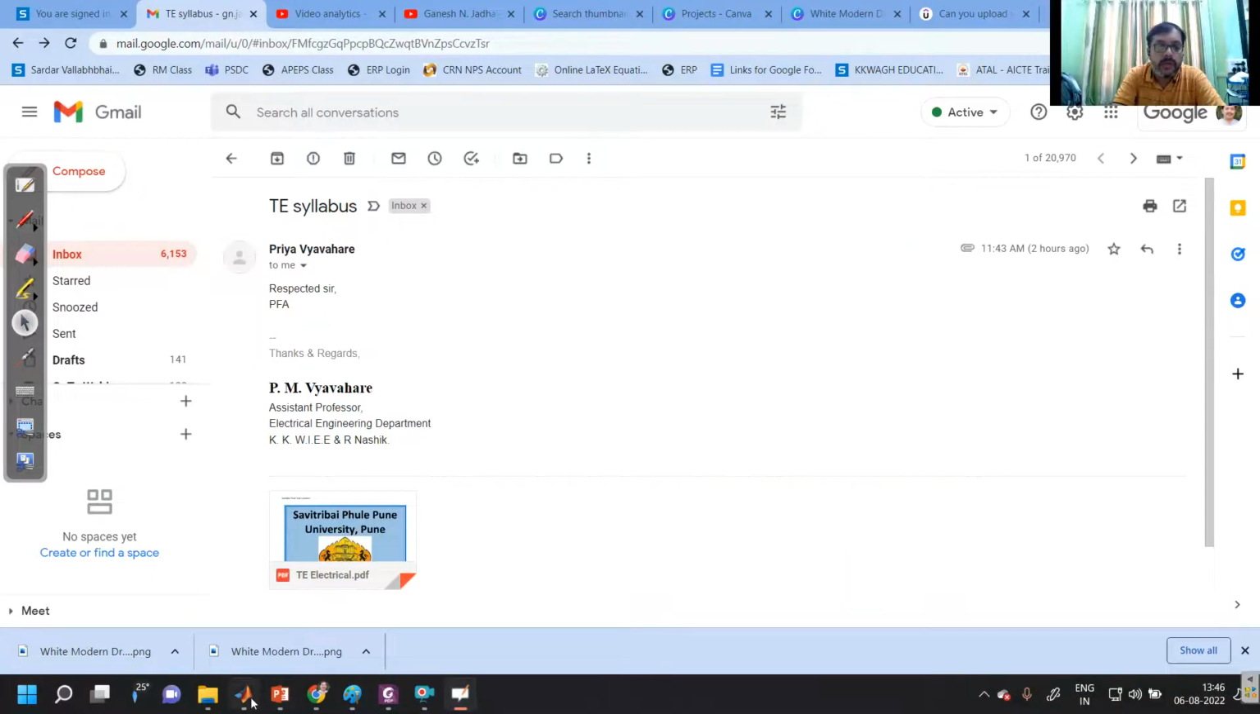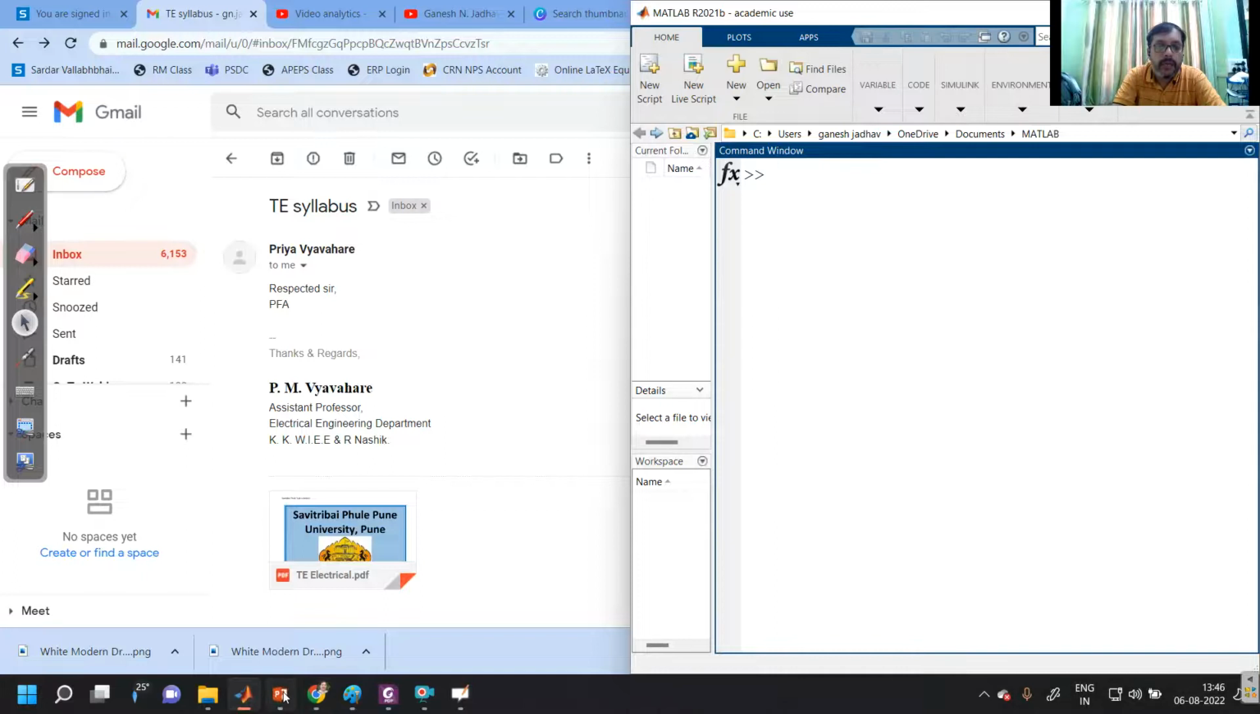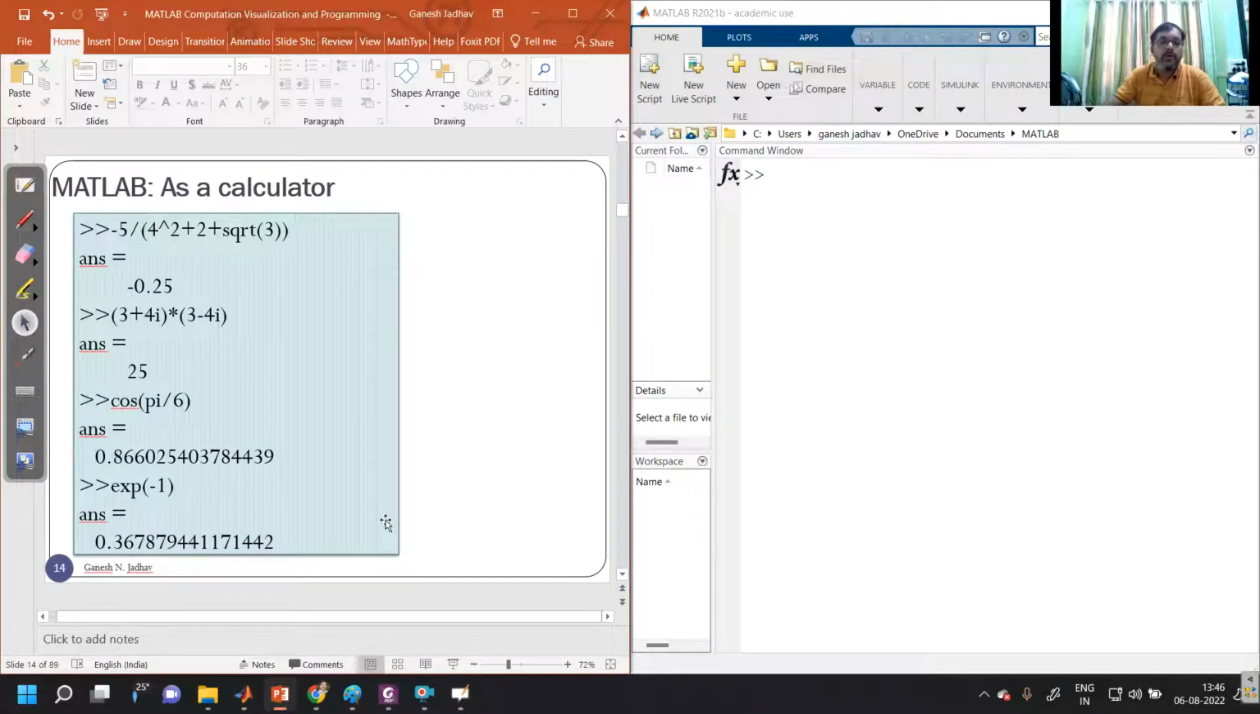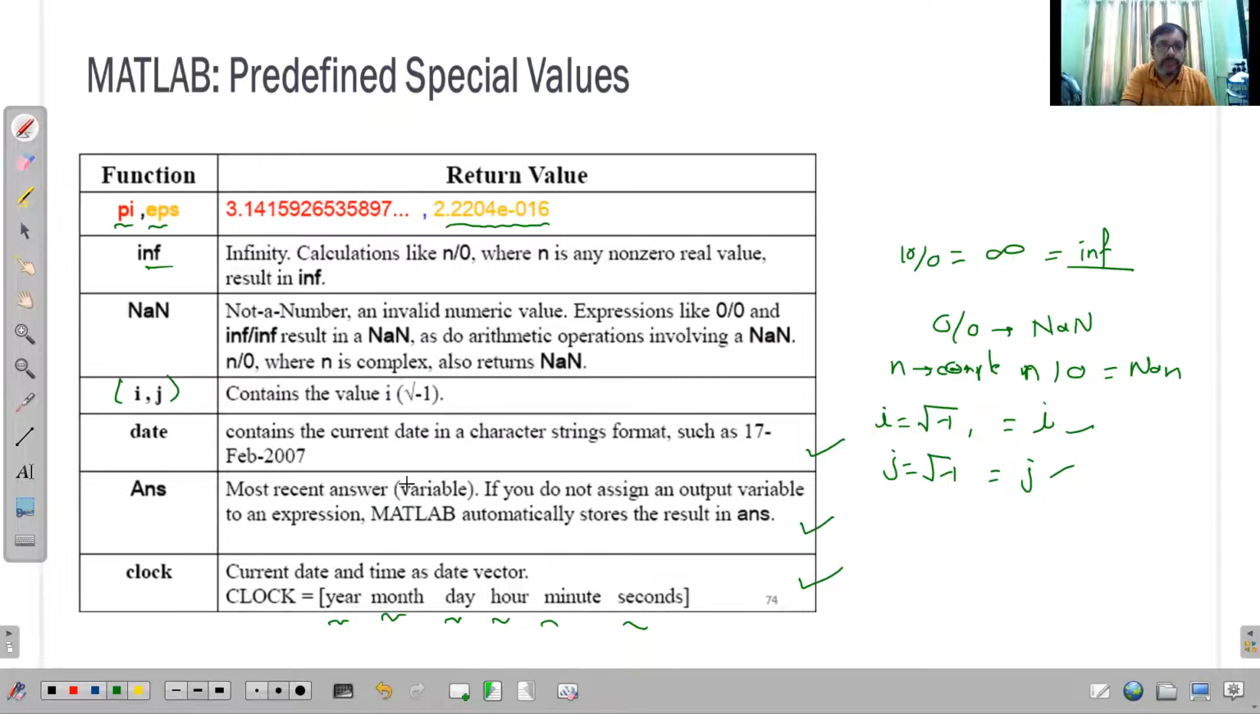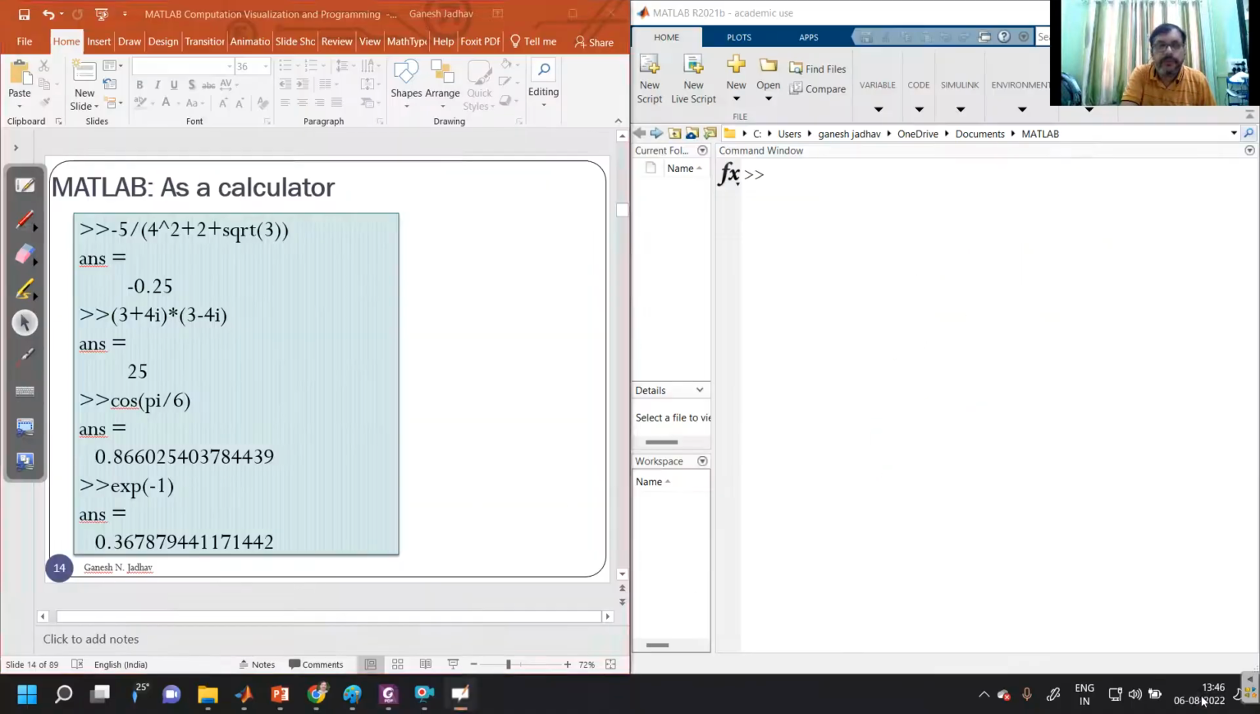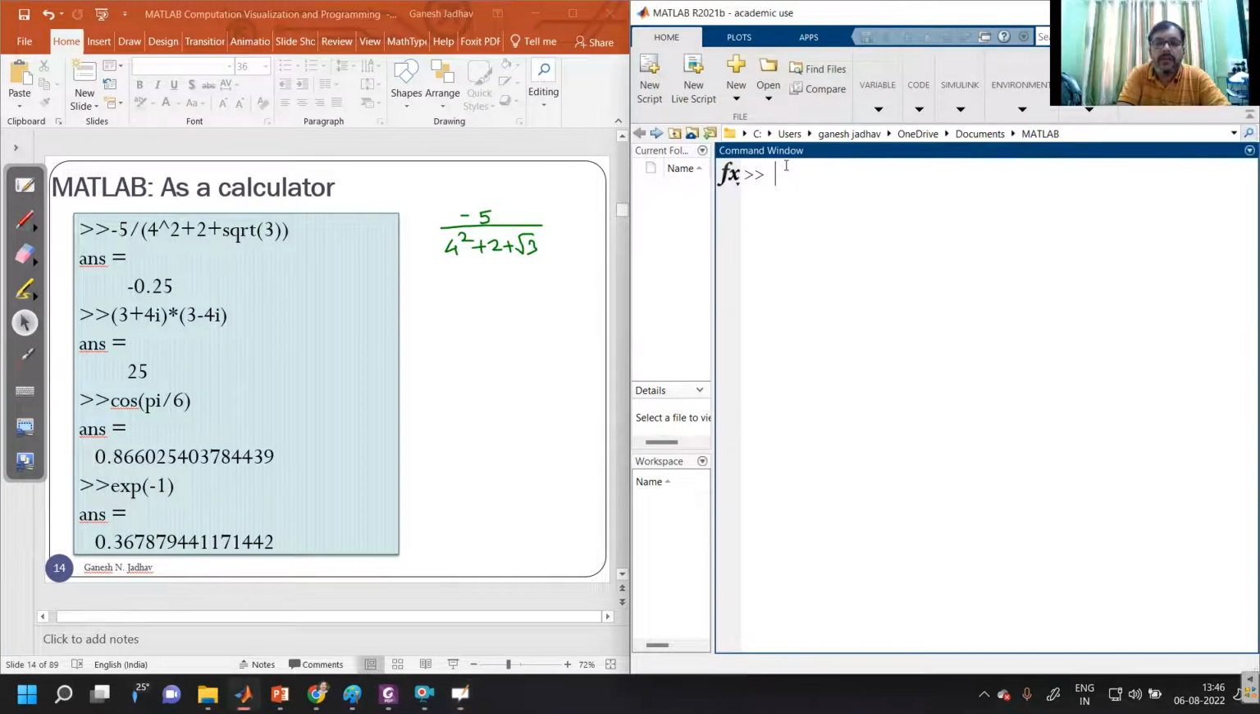Okay, so I'm opening MATLAB, and here I will open my PPT. Now I'm going to use MATLAB as a calculator. As we decided previously, we want this equation: minus 5 divided by 4 square plus 2 plus square root of 3. So how can I type this on the command window? Let's type this on the command window.